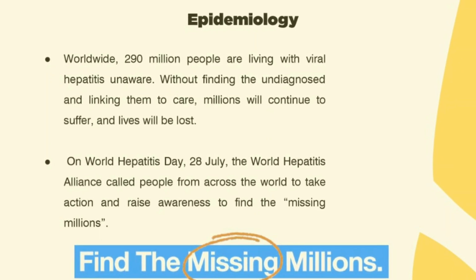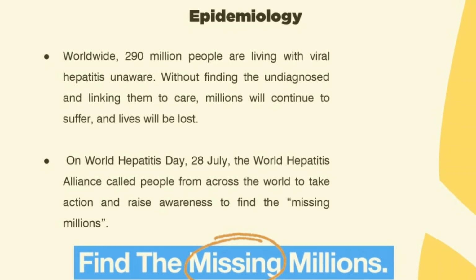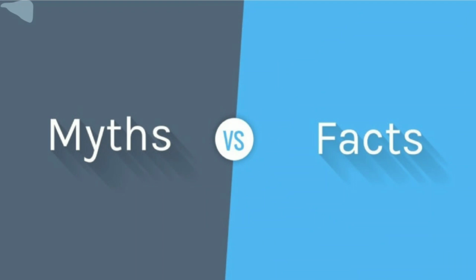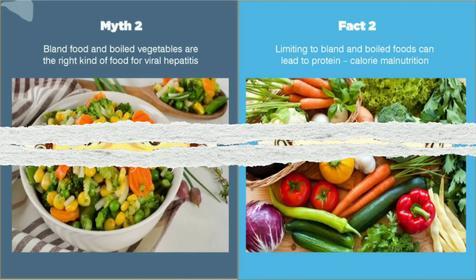There are many confusions among people about hepatitis, so we are here to bring you some myths and facts about hepatitis. So let us get into five main myths and facts. Coming to myth 1. People think that if you do not have jaundice, you do not have hepatitis. But the fact is that 70% of children and 30% of adults may not have jaundice with acute hepatitis.